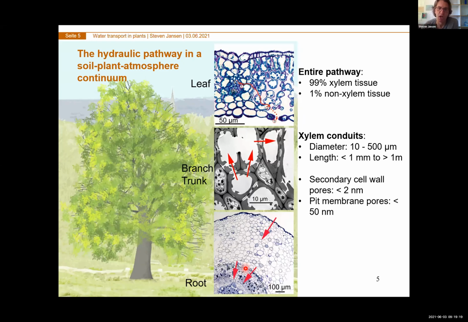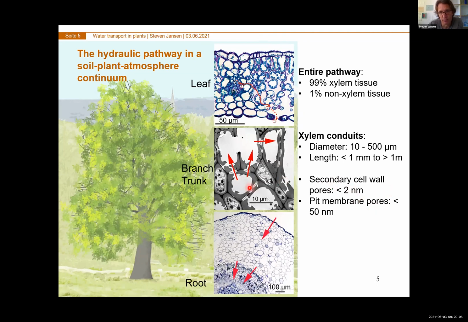In these membranes, you can have water channels, the aquaporins, that can open or close, controlling water uptake. And so we also have a short non-xylem section here, or pathway, in the leaves. In the water conducting cells, just to give you an idea about how variable these dimensions are, they can have a diameter of 10 micrometers up to 500 micrometers. They can be really short, less than a millimeter, but also over 1 meter. The point is that you never have a completely open water conducting structure or a pipe from the roots all the way into the leaf.